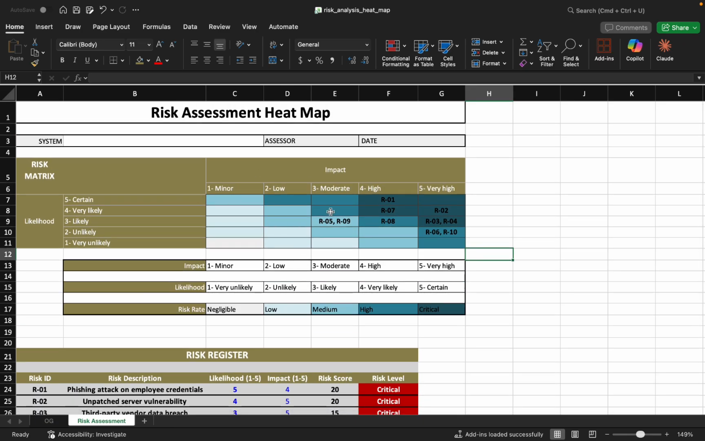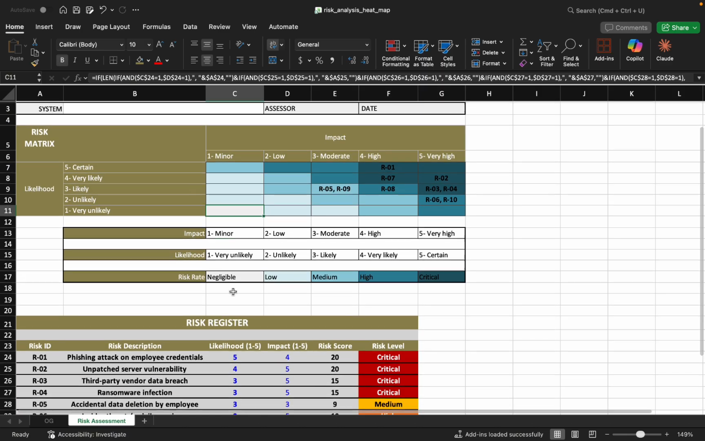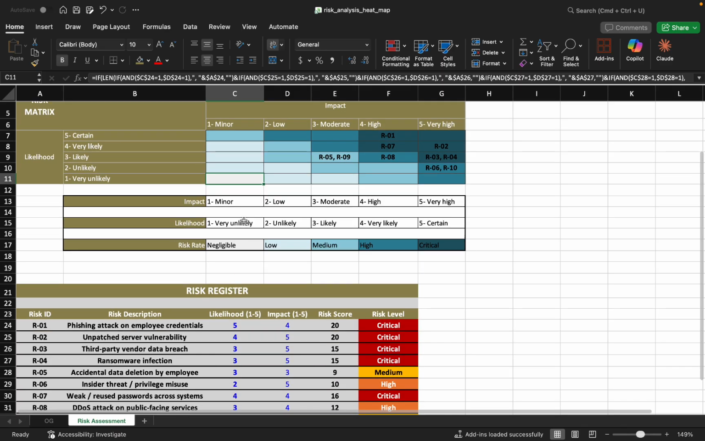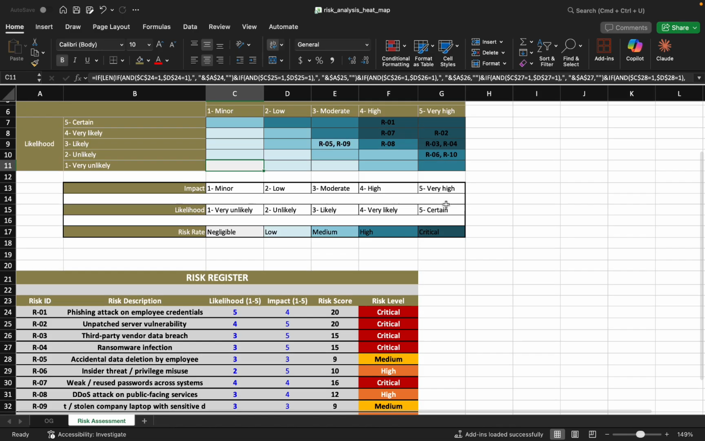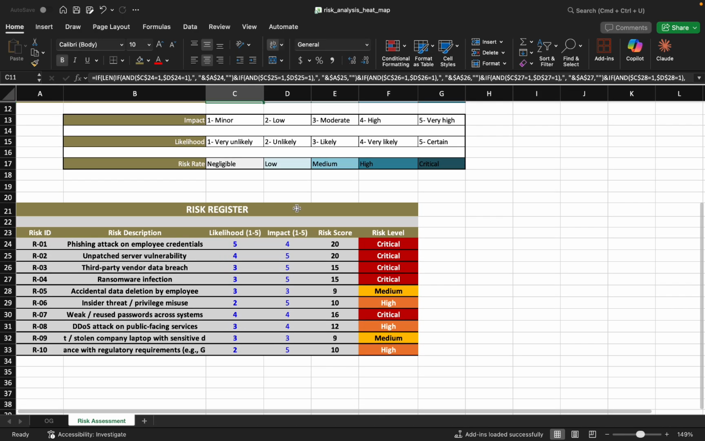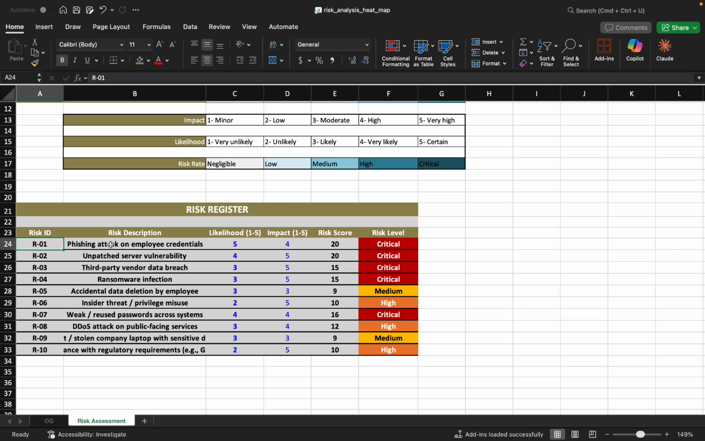So this is our chart itself. See, very high as far as the impact goes, can go all the way to minor. And that's our x-axis. And then on our y-axis, we're going to have our likelihood all the way from very unlikely to certain. And then, of course, you can set a value to those, which you'll see me have below as far as your impact 1 through 5, your likelihood 1 through 5 as well. And then your risk rate, which is just through colors, and you could see negligible, low, medium, high, and then critical, right?